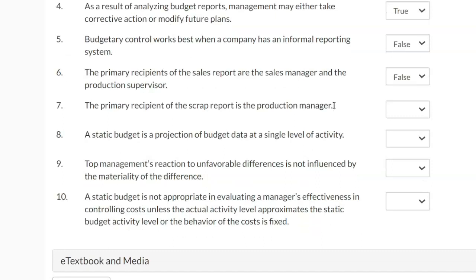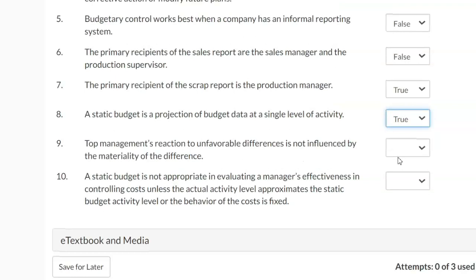The primary recipient of the scrap report is a production manager. True. The static budget is a projection of budget data at a single level of activity. True. Top management's reaction to unfavorable differences is not influenced by the materiality of the difference. False.